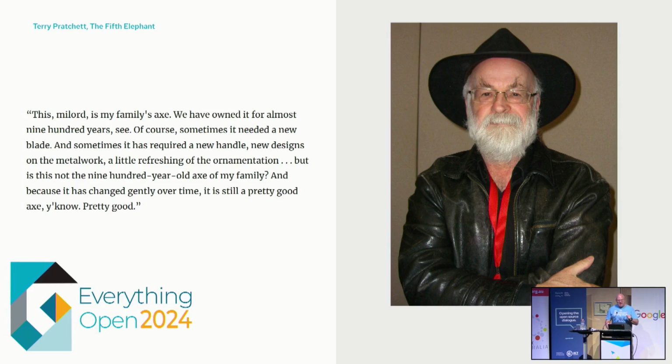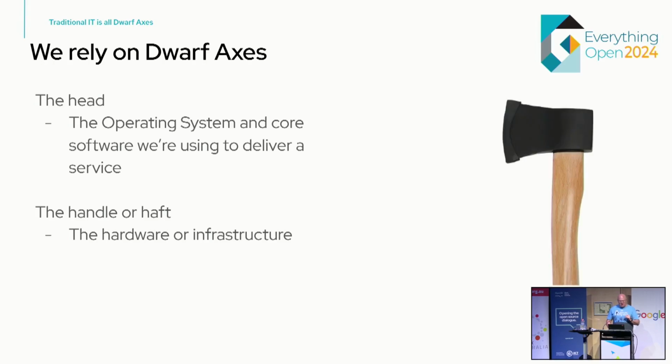And we have a tendency to take that approach with IT systems if we're not careful. The head could be the operating system and the software we're running. It's there to deliver that service that the organization needs, whereas the handle or the haft is the hardware or the infrastructure we're operating. And I love this model because when I walk into an organization that's trying to deal with this big, large-scale IT problem that's driving everyone crazy, I can decompose it down to: you've got a broken axe and you're treating it like a dwarf axe, and we can't move forward unless you change the way you're looking at it.